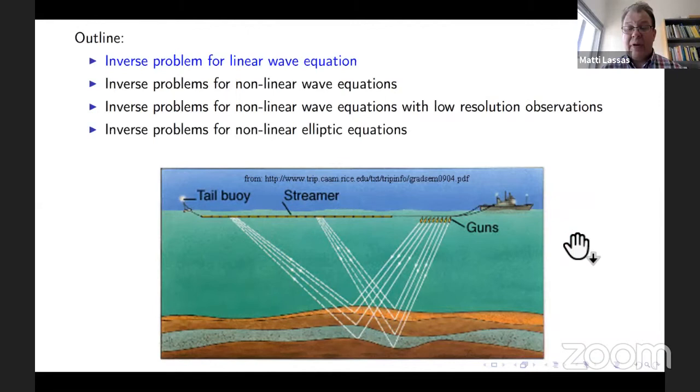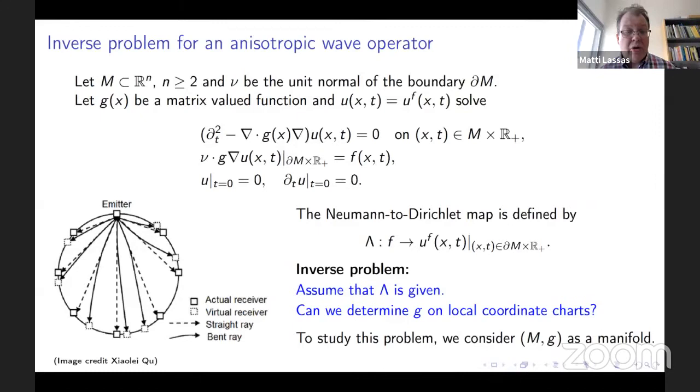And in the case when the medium is anisotropic, we have to model the wave speed by using a matrix. So we could consider a domain M in R^n, where n is typically 2 or 3, and I denote by nu the unit normal vector of the boundary. The unknown wave speed is modeled by a matrix valued function g. So the speed of waves depends on the direction where the waves are propagating. And we consider this wave equation with matrix valued wave speed.